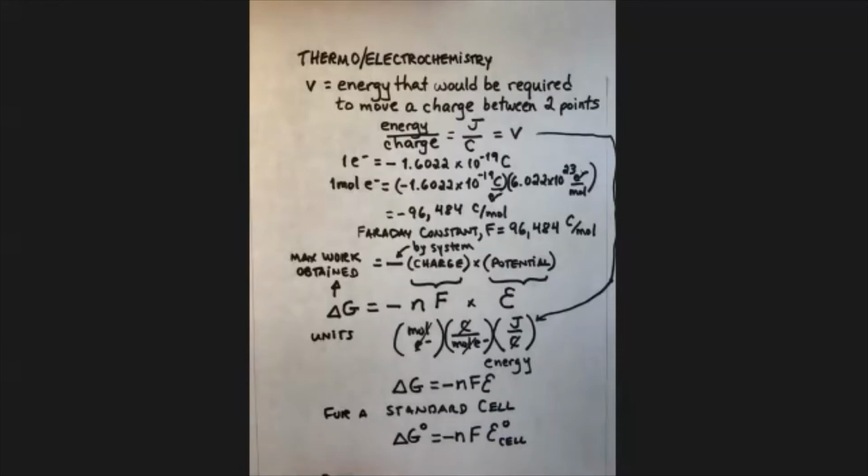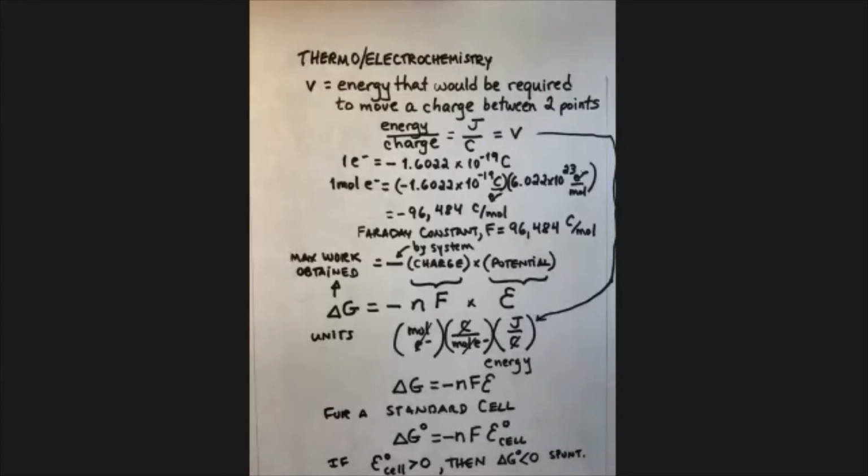So notice that if the potential for this cell is a positive number, then delta G naught is negative. In other words, in the standard state, this would be spontaneous.